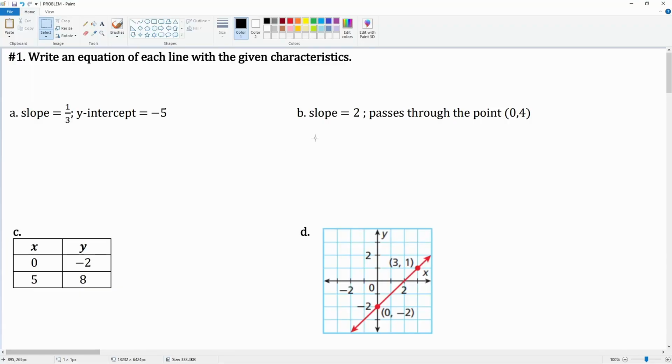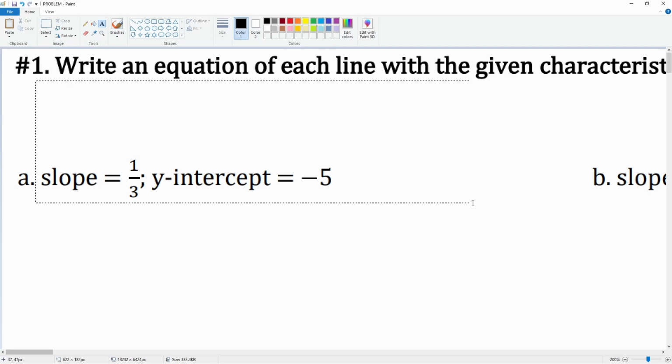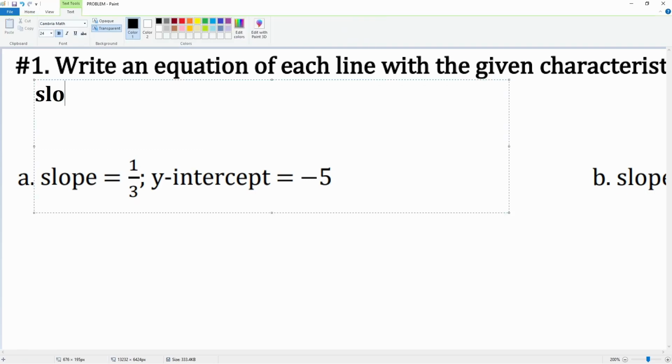This is chapter 4, number 1. You're going to write an equation of a line with the given characteristics. Please understand that every single one of these equations is going to be in slope-intercept form, with the equation y equals mx plus b.